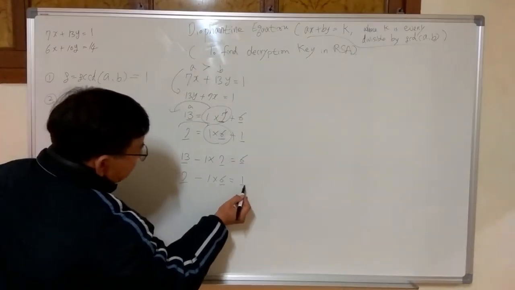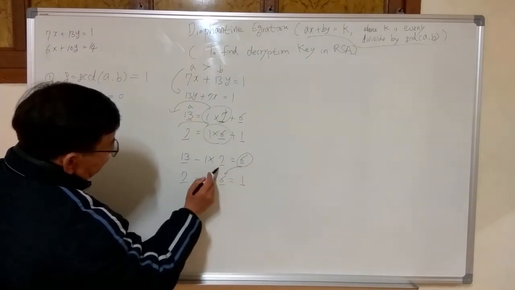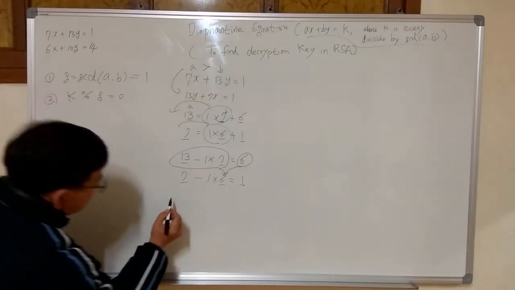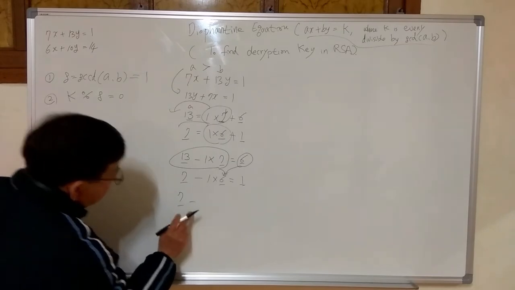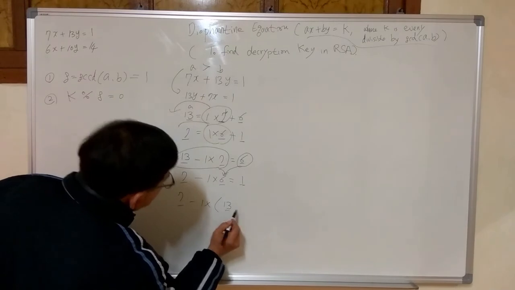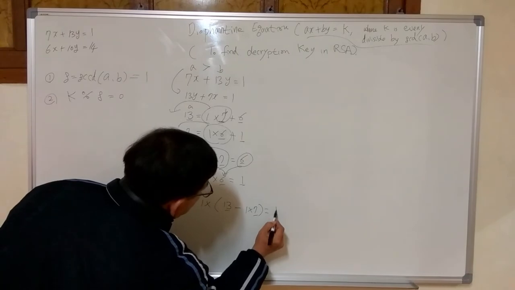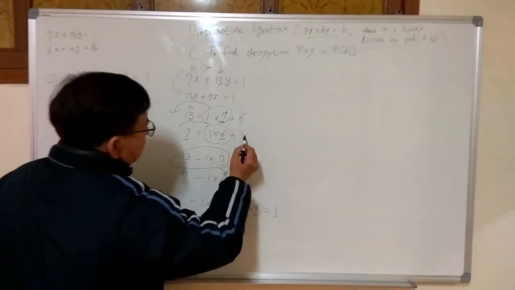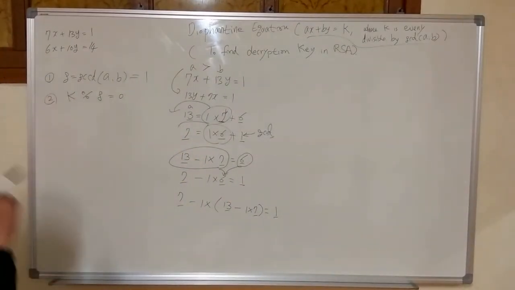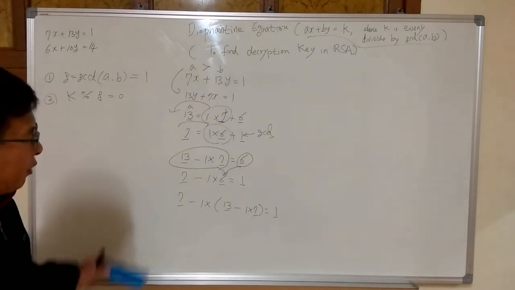Now we are going to replace this number to here. Instead of this number, we substitute this equation in place of 6, like this: 7 bar minus 1 times 13 bar minus 1 times 7 bar equals 1. Actually, this is the GCD using the great Euclidean algorithm. If you haven't watched my Euclidean algorithm video, please watch my previous video about it.